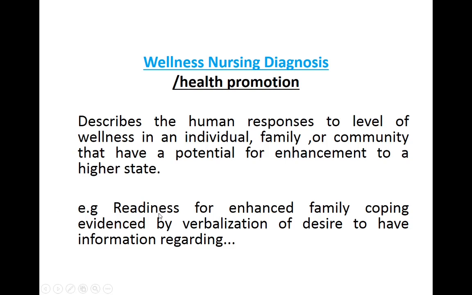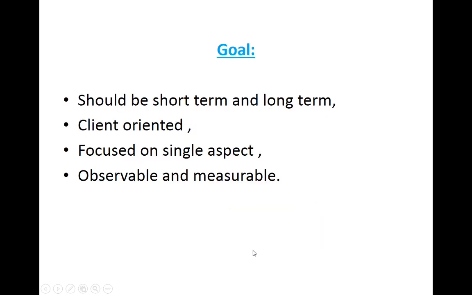Okay, so you start with the word readiness for enhanced family coping. This is only an example. Enhanced family coping, evidenced by verbalization of desire to have information regarding the care of the child who is not able to grow properly, or has malnutrition, or any condition, impaired physical mobility, whatever. Okay, so this will come. This is the wellness nursing diagnosis. I need not tell you so much about this. Now you are framing the goals. While writing the nursing care plan, we talk about assessment, we talk about nursing diagnosis. Next is your goal, right?